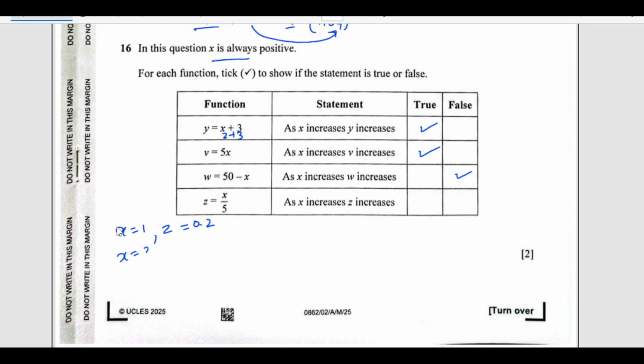When x is 2, then z is 2 over 5, that is 0.4. So as x increases, z is also increasing. So this is the correct one.